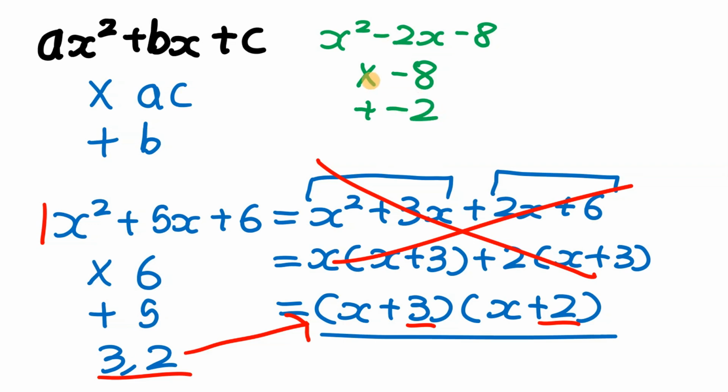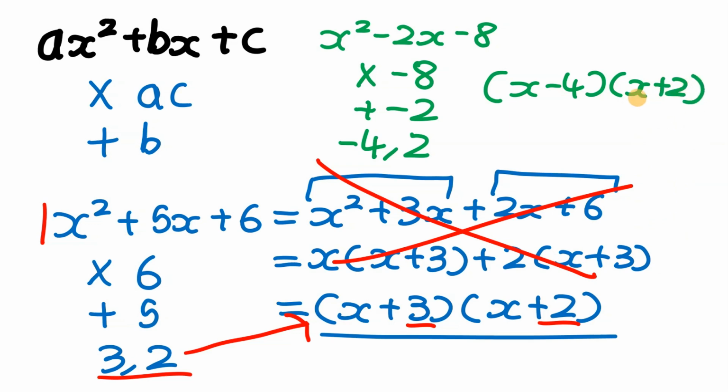So we need to find two numbers that multiply together to give minus 8 and add together to give minus 2. And if you think about this, this is minus 4 and 2. They multiply together to give minus 8 and they add together to give minus 2. So therefore we can factorize this into the form (x minus 4)(x plus 2). And this is the factorized form, and we don't need to worry about this step here.